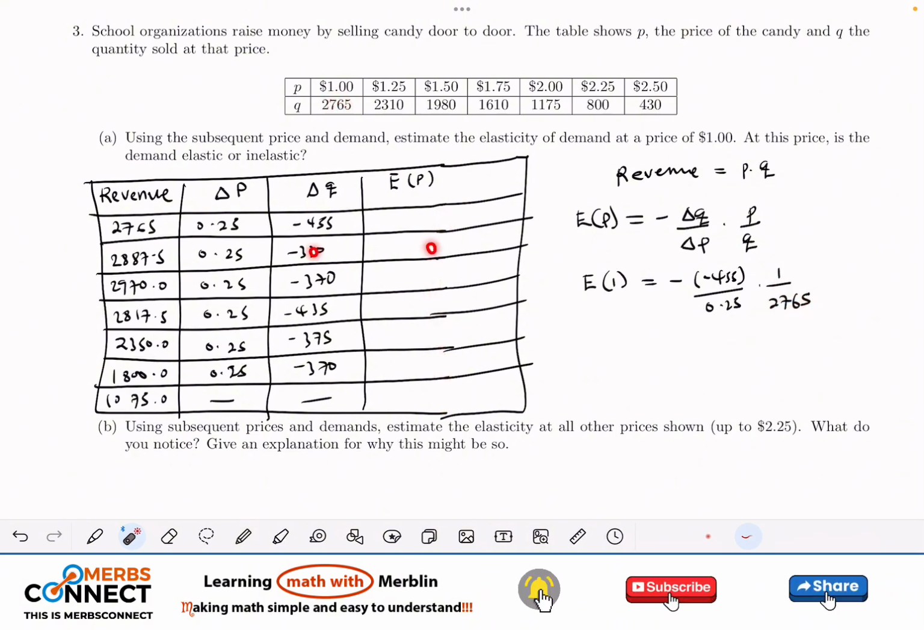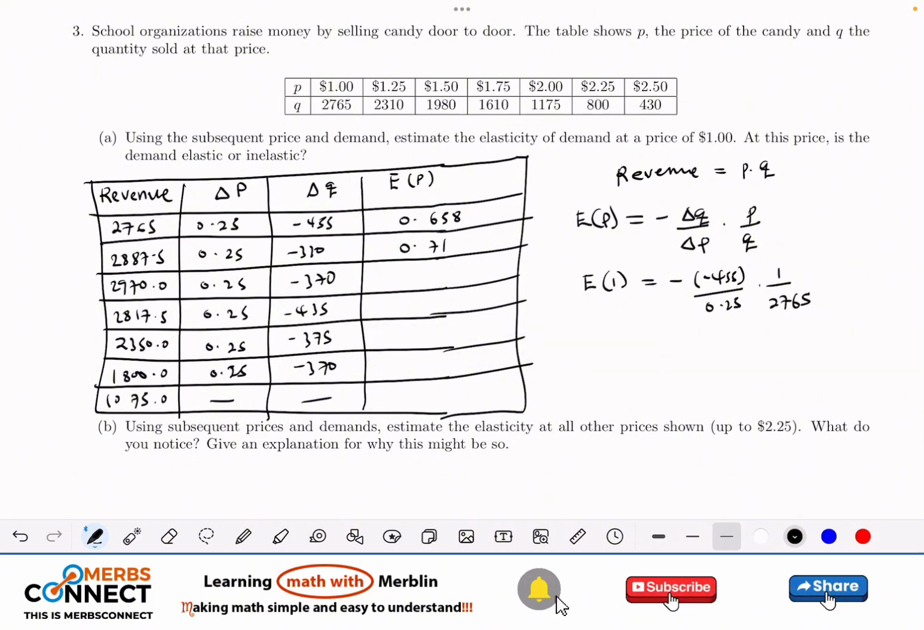If you come here, change in quantity divided by change in price, times price divided by quantity, with the minus, then you use it to fill them in. So let's try and fill them out. I'll just keep them short. Okay, let's say 6.658.